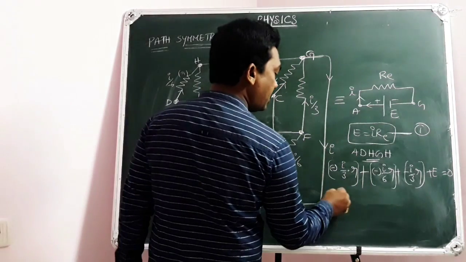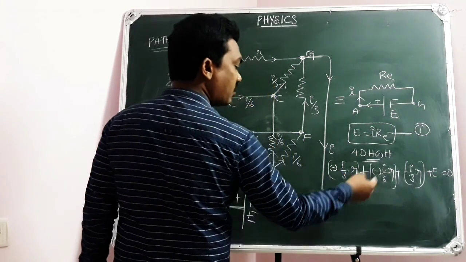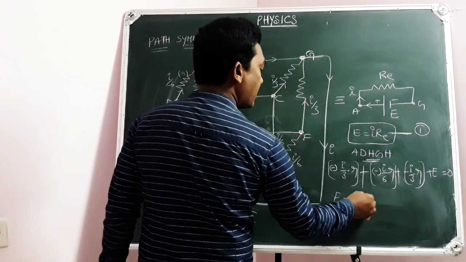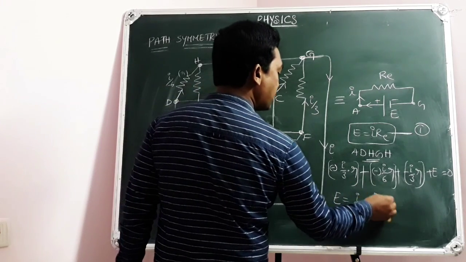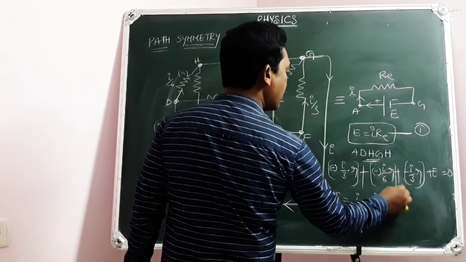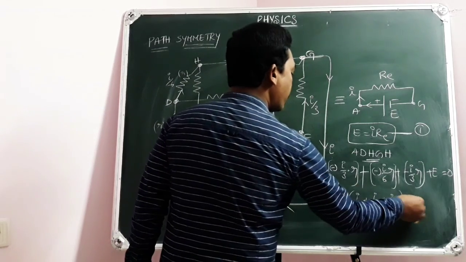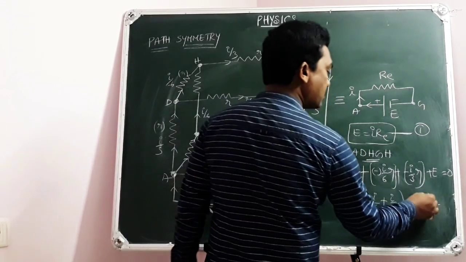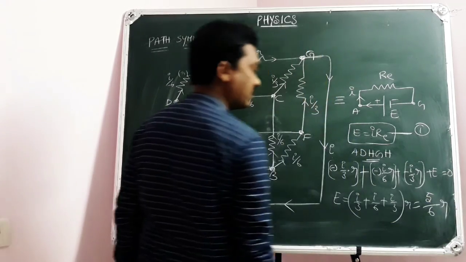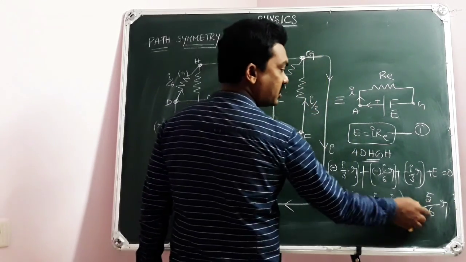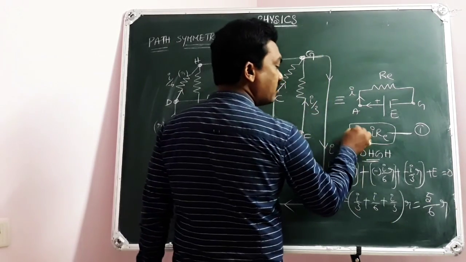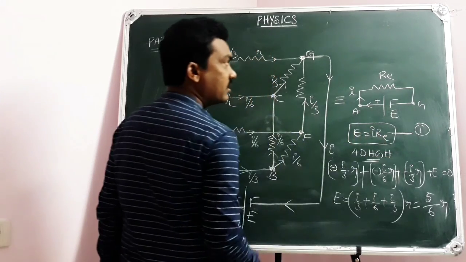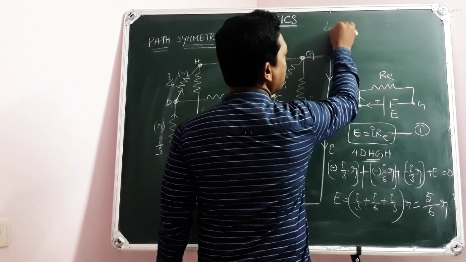So we can write E equal to I by 3 plus I by 3, again plus I by 6 plus I by 3, into R. Now if you take 6 as the LCM, then 5 by 6. You can do the remaining part of the calculation. So E equal to 5 by 6 into R. But you know E equal to I into RE. Then the final answer, I am writing here as the conclusion.